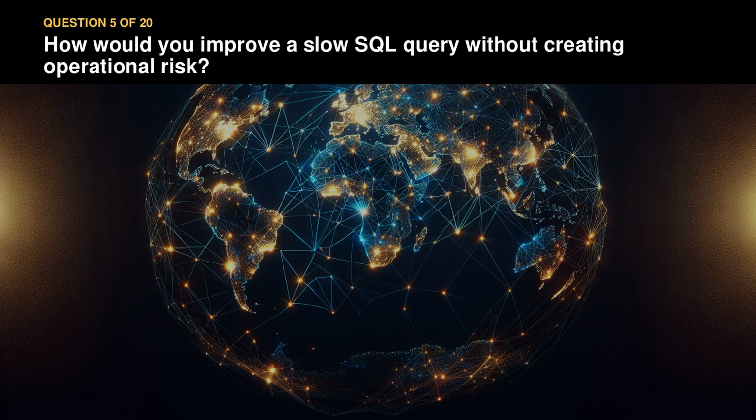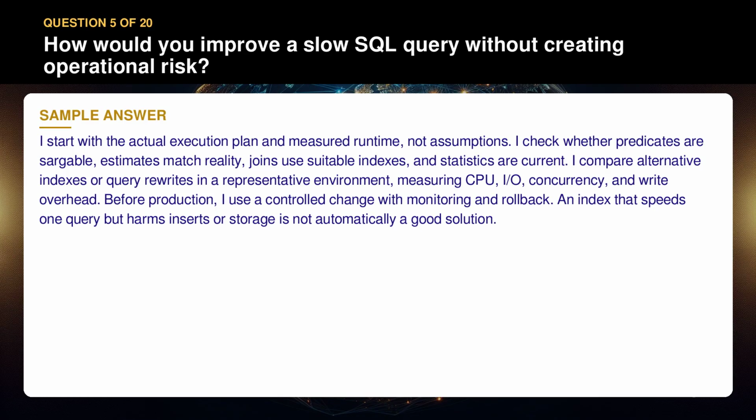Question 5. How would you improve a slow SQL query without creating operational risk? I start with the actual execution plan and measured runtime, not assumptions. I check whether predicates are sargeable, estimates match reality, joins use suitable indexes, and statistics are current. I compare alternative indexes or query rewrites in a representative environment, measuring CPU, I/O, concurrency, and write overhead. Before production, I use a controlled change with monitoring and rollback.